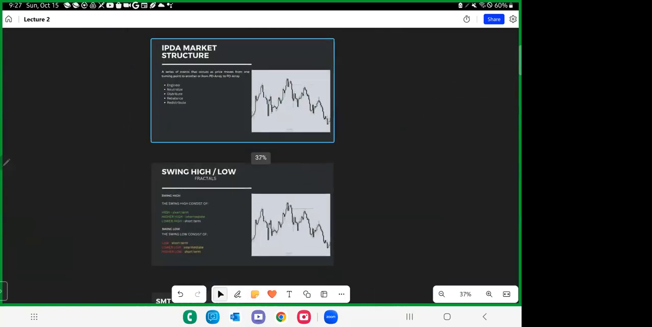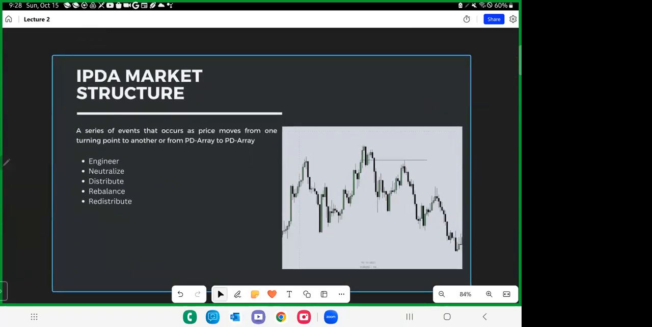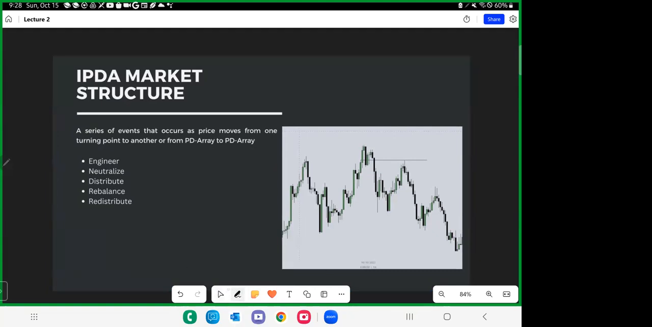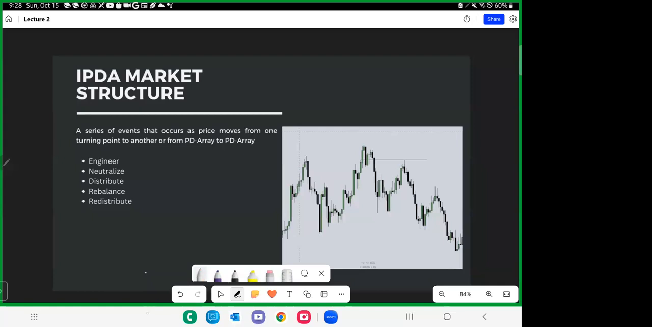All right. So moving on to market structure. Market structure, once again, is a series of events that occurs as price moves from one turning point to another, or from PD array to PD array. The reason I'm giving you that definition is because when you think about delivery, price has turning points. Price is not just turning around out of thin air. It's turning around because at this point there's something to the left. At this point there's something to the left.